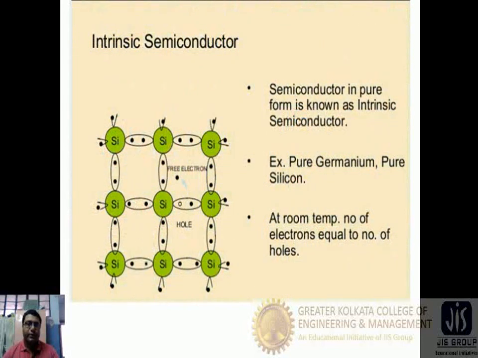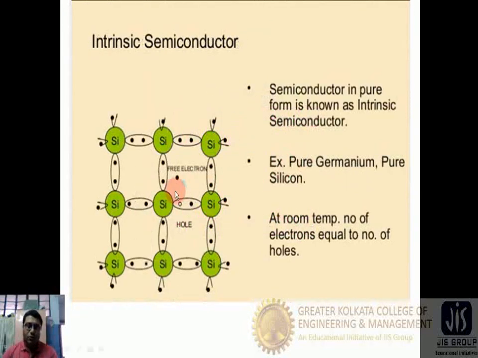So pure silicon, or the pure form of a semiconductor, is known as the intrinsic semiconductor. That means there is no impurity. Pure germanium and pure silicon are examples of the pure, or intrinsic, semiconductor. At room temperature, the number of electrons is equal to the number of holes. We'll discuss this in our coming slides.